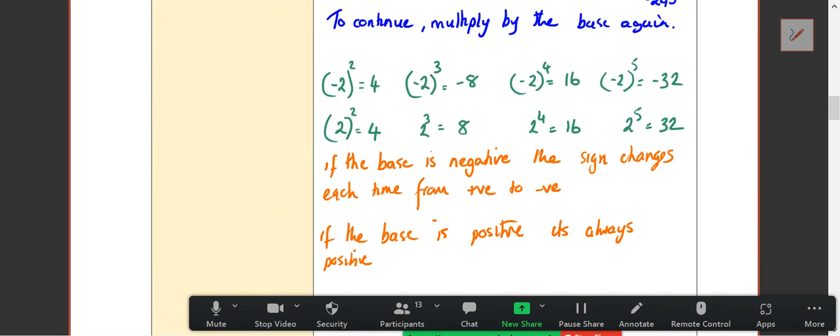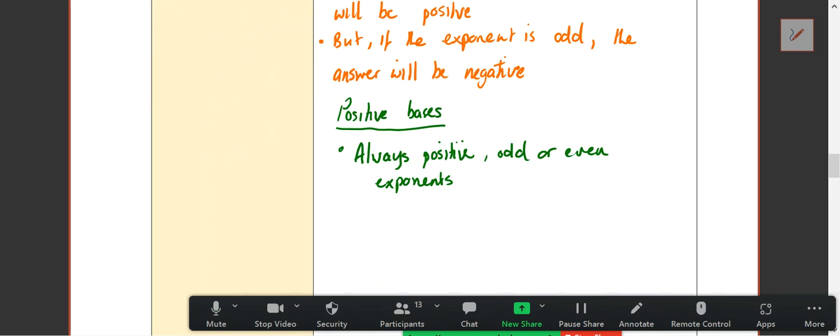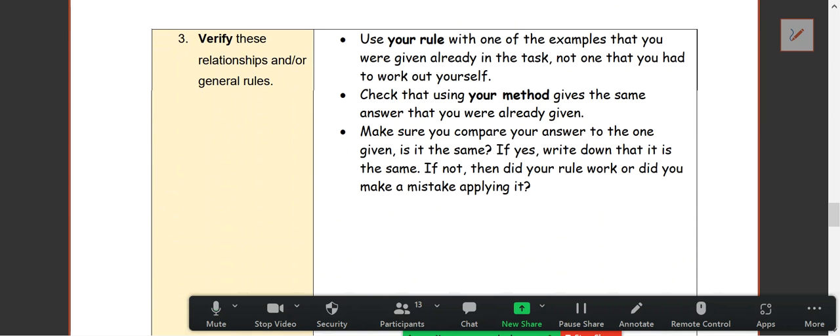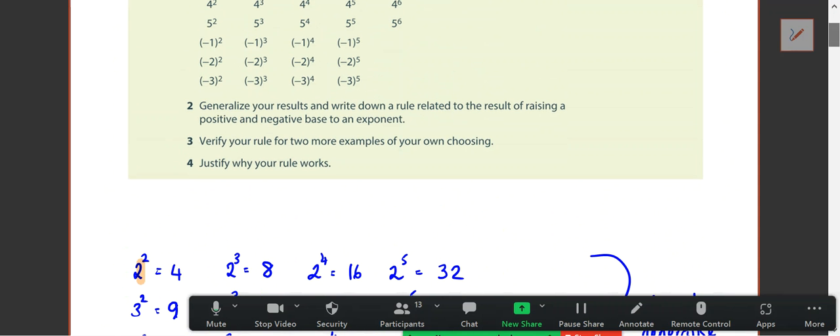Yeah. Okay. So we've described the patterns. We've tried to explain it in a way that someone else can use to complete the problem for themselves. All right. So this is where we start getting to important stuff. It said, verify these rules. So going back up to the question, it says, verify your rule for 2 more examples of your own choosing.